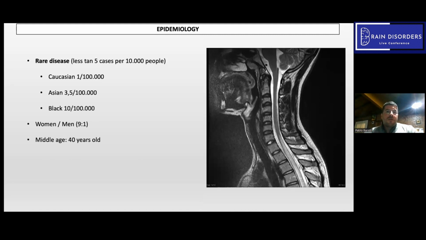So, the epidemiology: NMO is a rare disease, less than 5 cases per 100,000 people. Caucasians have 1 in 100,000. Asians a little bit more, and Blacks a little bit more, 10 in 100,000 people. Women are affected by this disease more than men, 9 to 1, way more. Middle age, around 40 years old, and like I said earlier, there is a relation with autoimmune comorbidities.